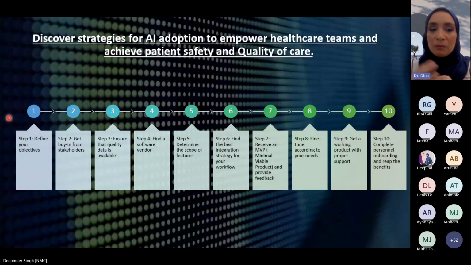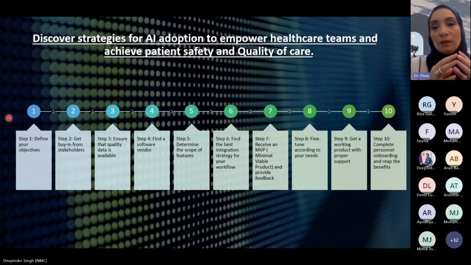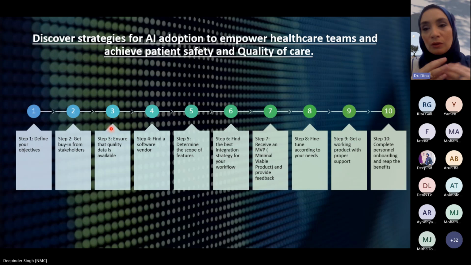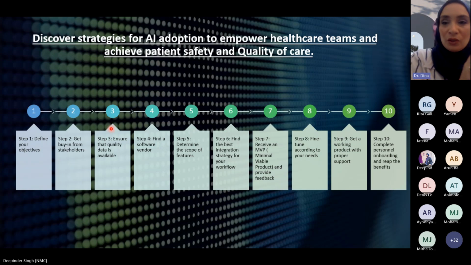Step 3, make sure that the quality of the data is available. It's very, very important, because we can end up with inaccurate data where the diagnosis is done depending on the insurance plan and on whether the doctor is trying to get approval or not. So that's why your engagement with the clinical documentation improvement team is essential, to make sure that your data and your clinical documentation are accurate before moving forward.